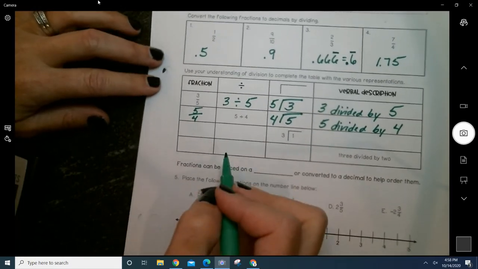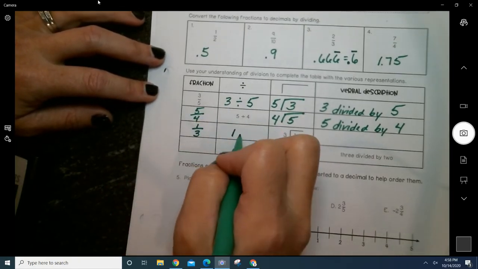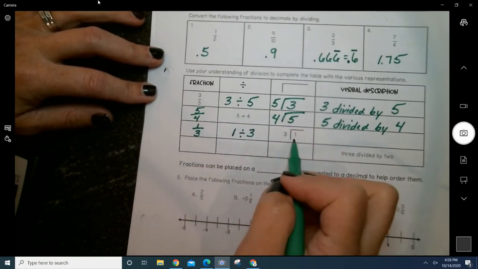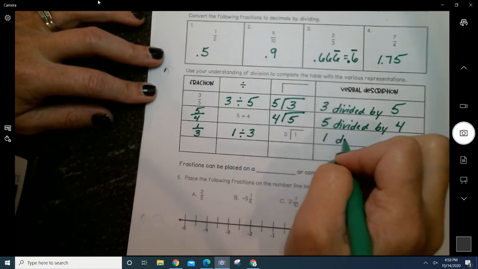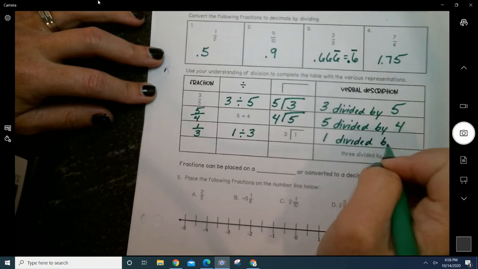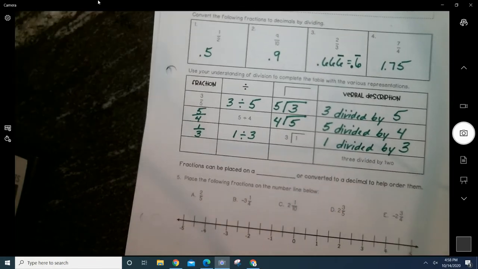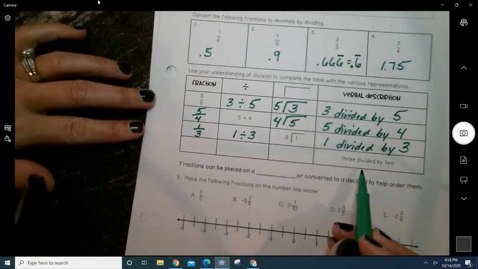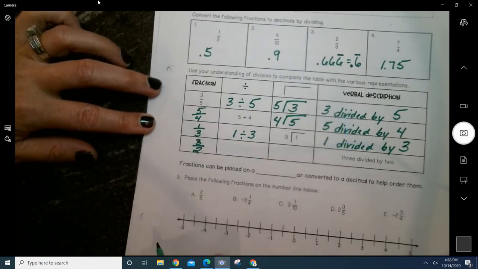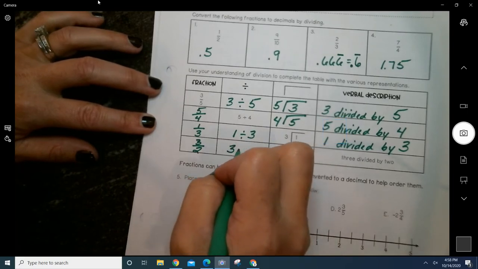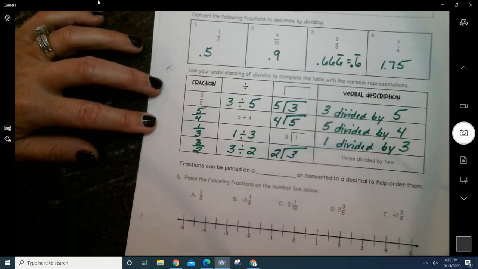All right, for this one, we should have had 1 on top over 3, 1 divided by 3. This you would say 1 divided by 3, and the verbal description would be 1 divided by 3. On the last one, it says 3 divided by 2. So you should have 3 divided by 2, 3 over 2, 3 divided by 2.